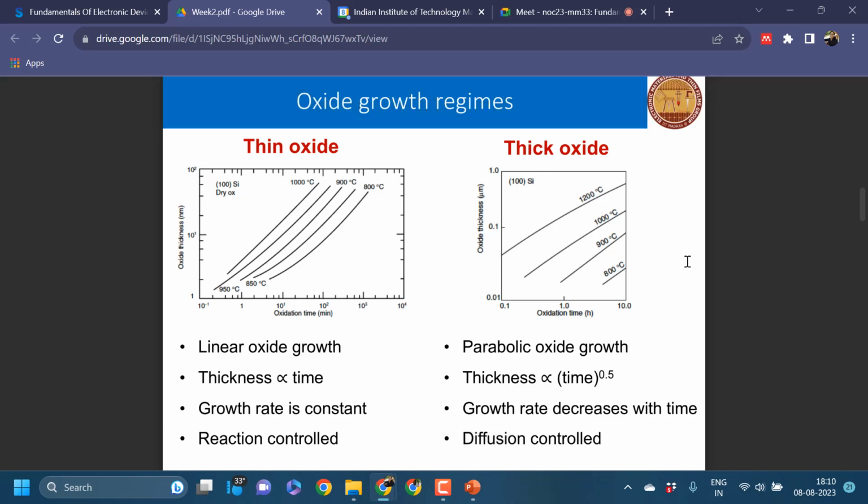Can anybody recollect from the lecture and tell me what would be the average thickness of a thin oxide and a thick oxide? Less than how much, greater than how much? What would be a thin oxide and what would be a thick oxide?